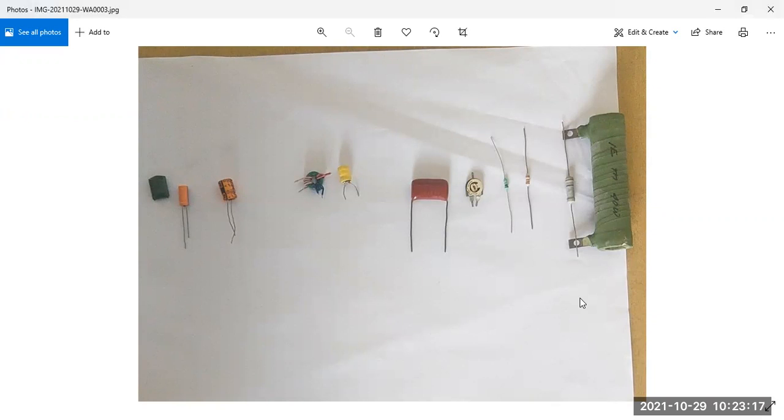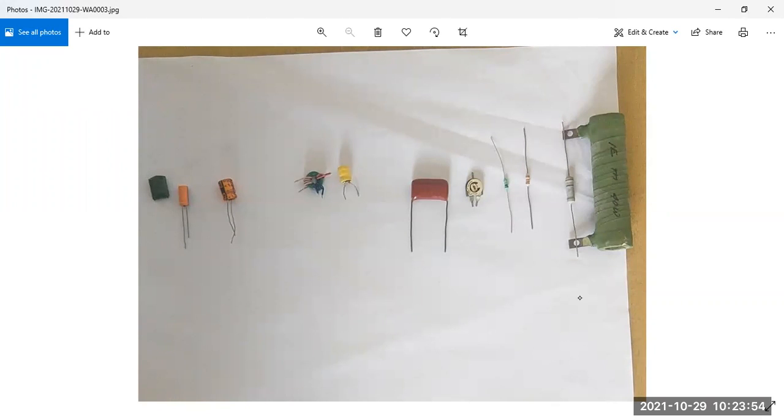This portion is totally a group of resistances. This is the solid state resistance, whose color coding we discussed yesterday, and this one is not solid state. Rather, it is a wire wound resistance. It is generally used in power systems, or where high power capacity is needed. You can see this is a 40 watt resistance, meaning it can withstand 40 watts.